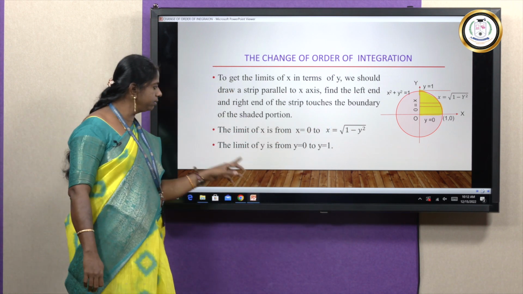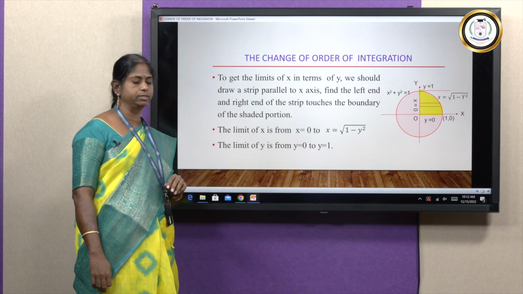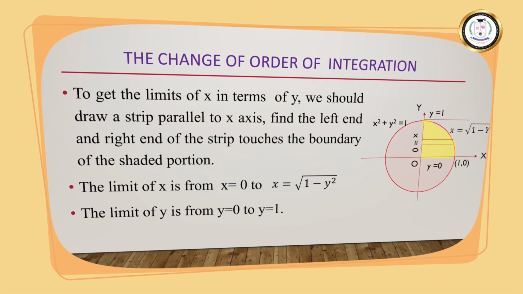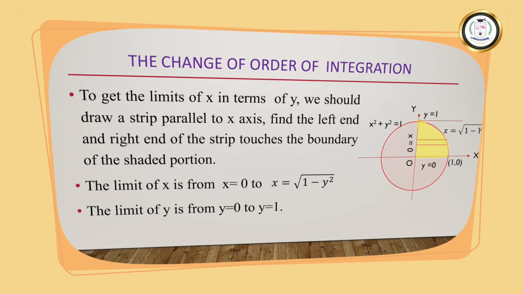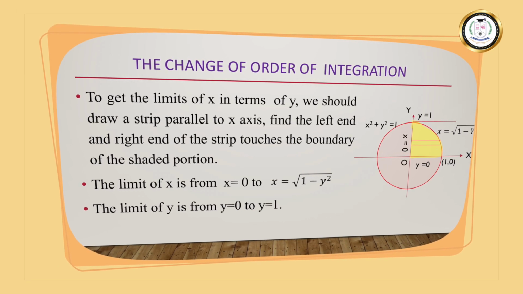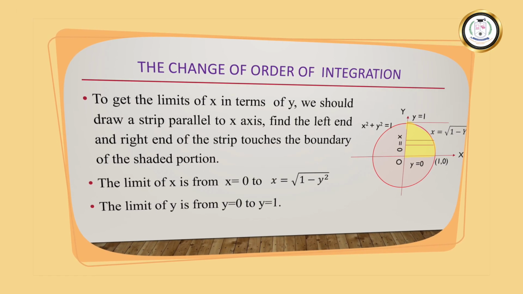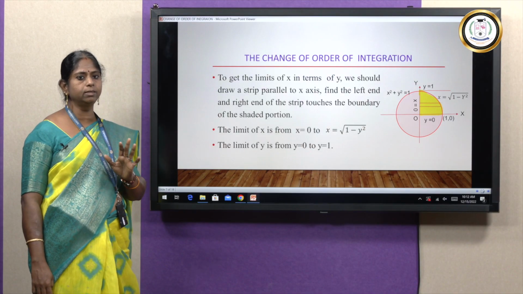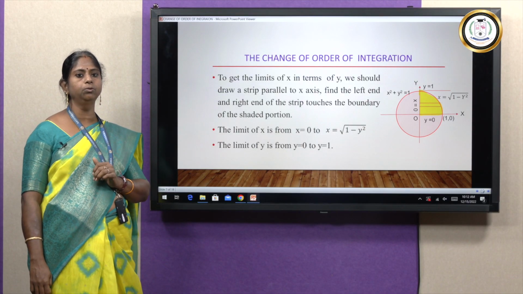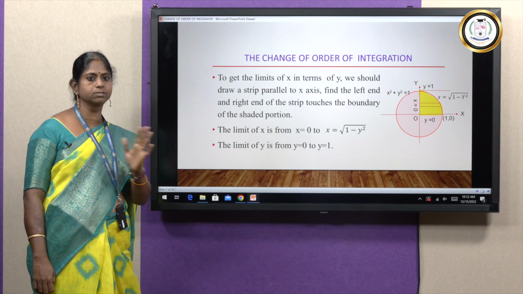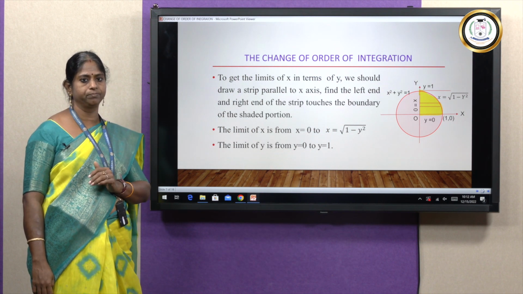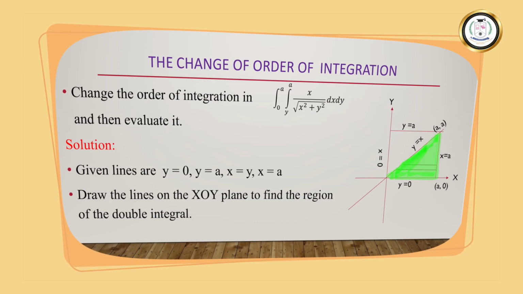So we have arrived at the limits. The limit of x is from 0 to square root of 1 minus y square, and the limit of y is from y equal to 0 to 1. So the main thing is how you are going to get the limit for either x or for y. Then come to the second one.